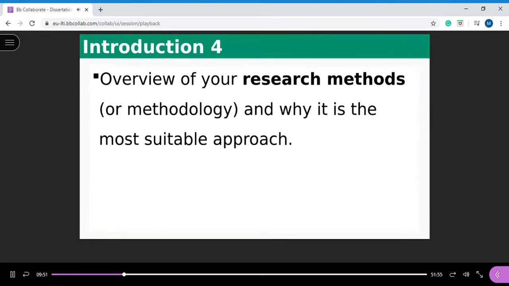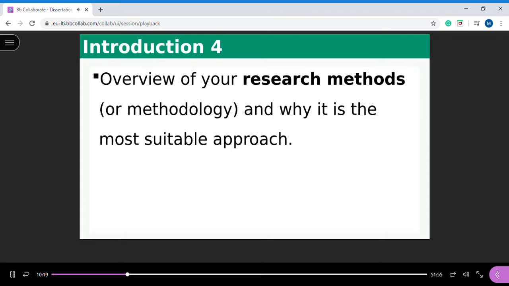Another thing you need to do is give an overview in your introduction of your research method. So you've got the questions that you're going to be looking at, how are you going to answer them? You're thinking about what's the most suitable approach for your project. In other words, explaining how you will go about finding the answer to your research question, and then saying why this is the best approach.